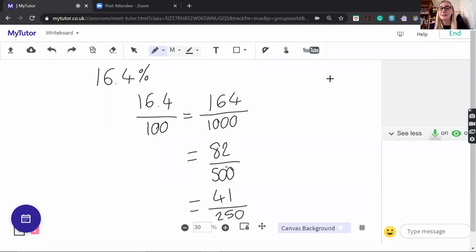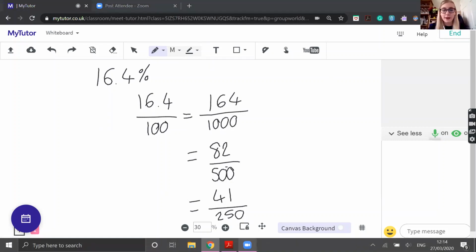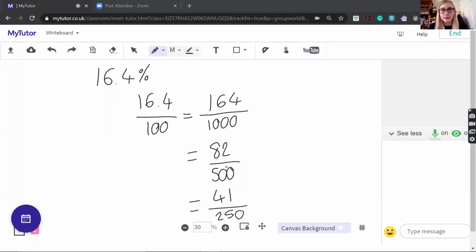And obviously 16.4% makes more sense to us. We can imagine 16.4% of a cake. I can't imagine 41 250ths of a cake. However, the fraction is a lot nicer to work with than this horrible decimally percentage. So that's why and how we do that. So hopefully all of that makes sense.